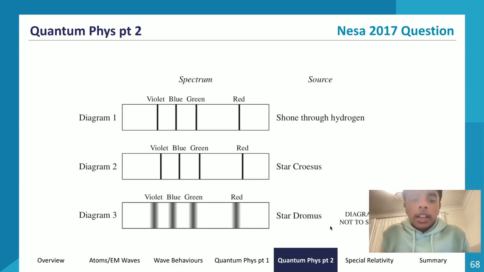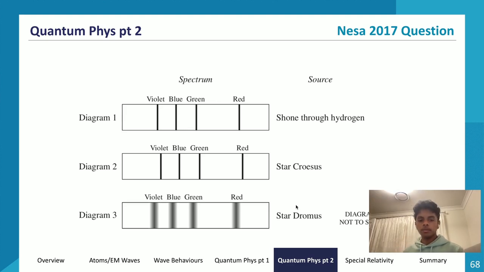So we have diagram 1, which is the stationary light source, or stationary source of things shined through hydrogen, right? So hydrogen emits these emission spectra. This is the emission spectra of a stationary vial of hydrogen, basically. This is the emission spectra of star Croesus. This is the emission spectra of star Dromis. So let's look at all the properties. Let's describe all the properties of each thing.